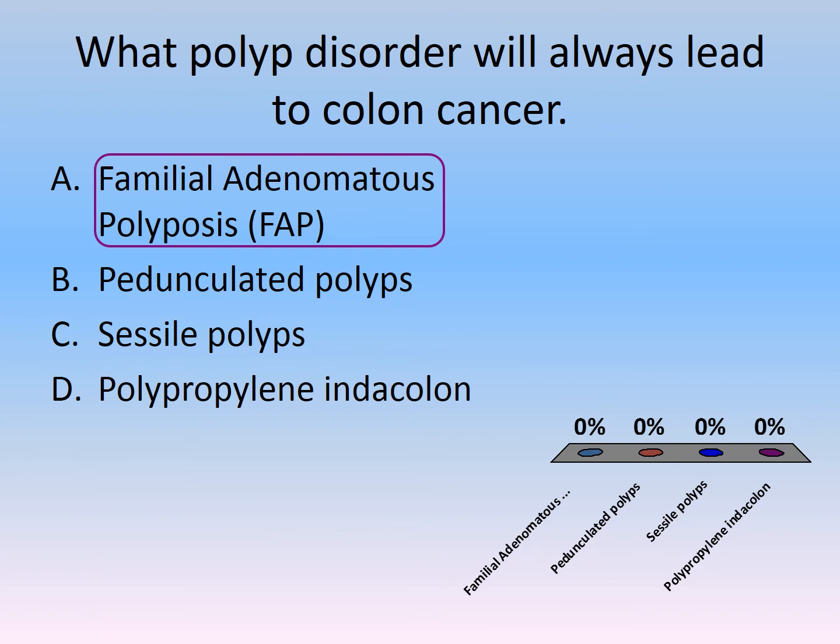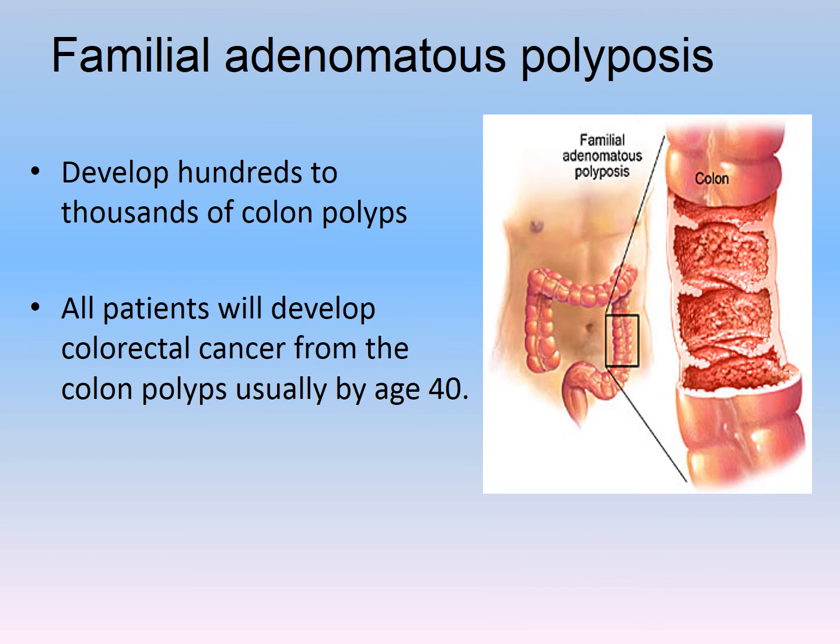And this disorder is actually very serious, and patients who have this will develop hundreds to thousands of colon polyps, which usually starts in their teens. All patients, 100%, will develop colorectal cancer from the polyps, and it's usually by the time they're 40. Patients with FAP must have the colon, sometimes the rectum, removed to prevent colon cancer.